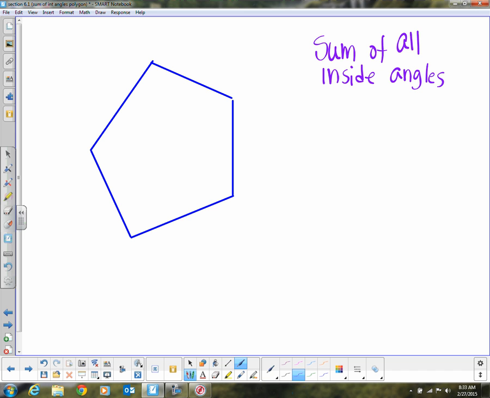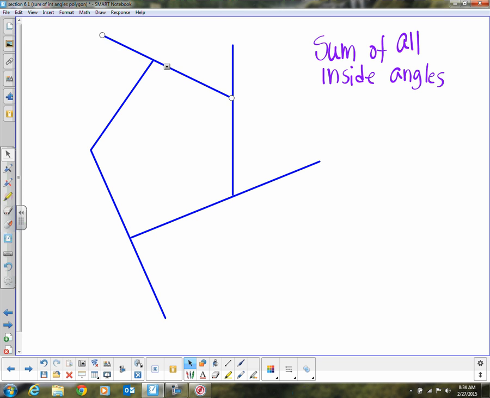Okay, now watch. You ready? You are going to extend one side at each vertex.